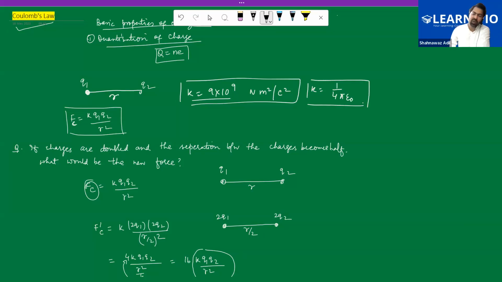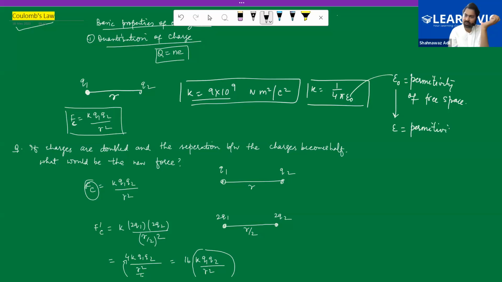Why is this important? Because this tells us that the Coulomb force is dependent upon the medium. So this is the permittivity of free space. In a medium, this changes, and it becomes the permittivity of the medium.